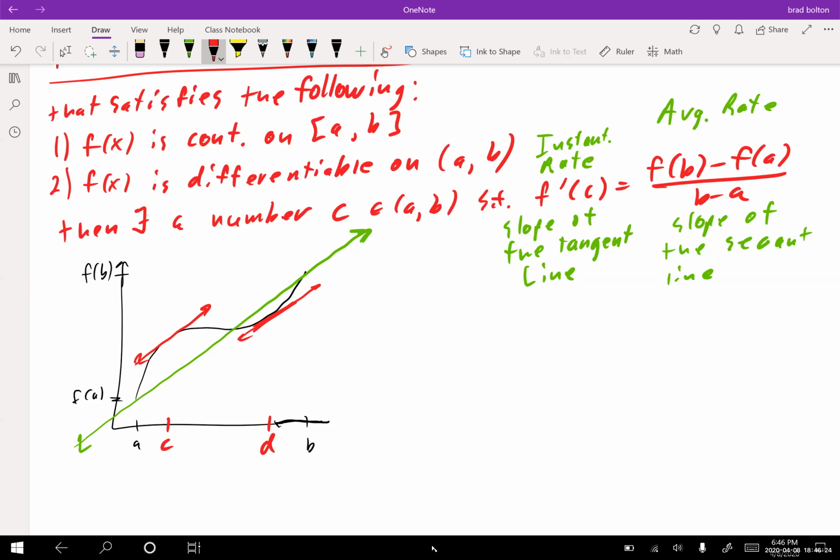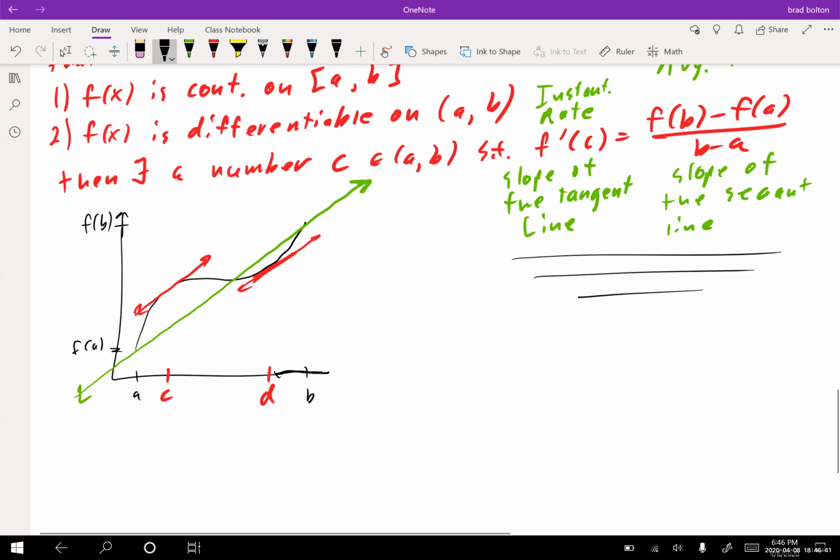So in this case, there were two locations, but it's only guaranteeing that there's at least one C. There might be more, but there is a number C that would make this happen. In this case, it was a C and a D. So that's what it looks like graphically. And then here's kind of what it is in words. Okay.